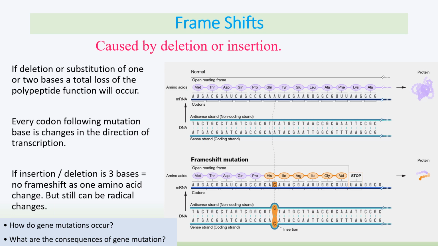So with deletion or insertion of one or two bases, a total loss of polypeptide can occur. Every codon following the mutation changes, and it can affect everything else. If it's insertion or deletion of exactly three bases, no frame shift will happen. But obviously, if it's just one base or two bases, you will have a frame shift, which will be a massive impact. But just because it isn't a frame shift doesn't mean it's not a radical change. So sickle cell anemia is a radical change caused by substitution.